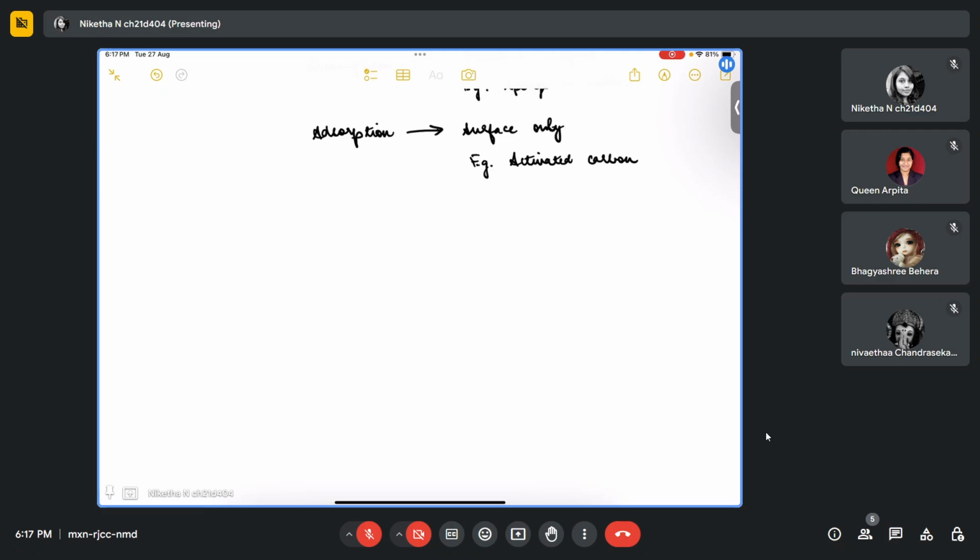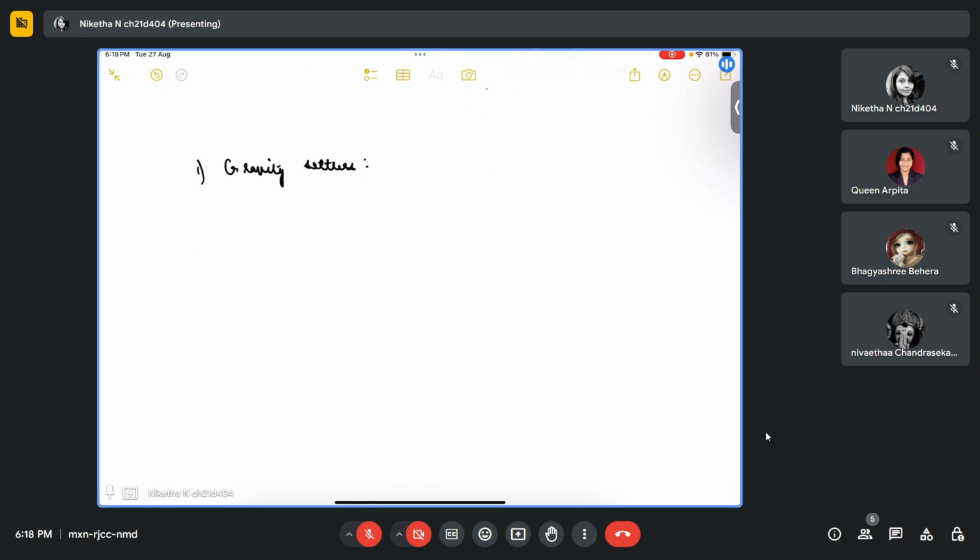Okay. So coming to the mechanisms for removing particulate matter. The first one is gravity settlers. What do you think a gravity settler is? What force is used for separating particulates from gases in a gravity settler? Any guesses?